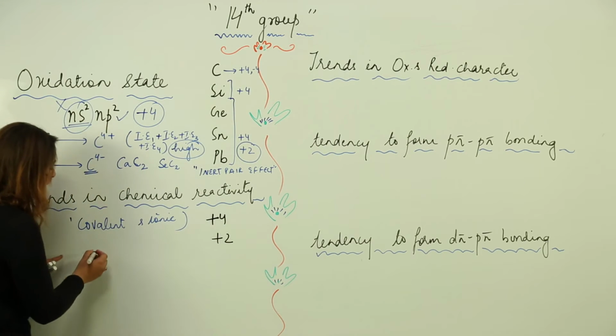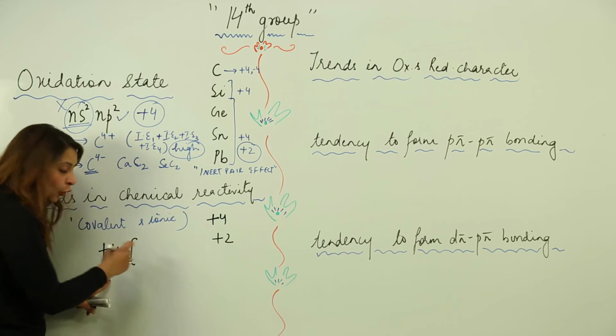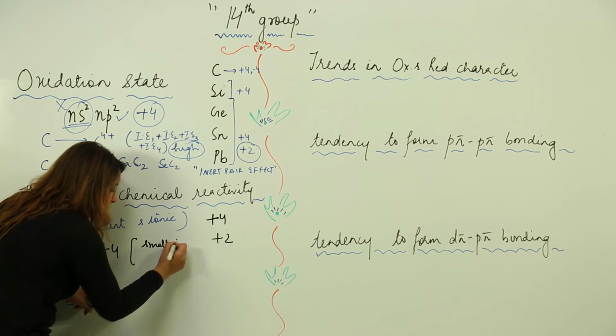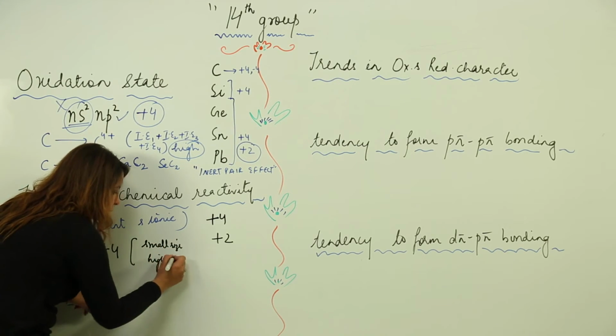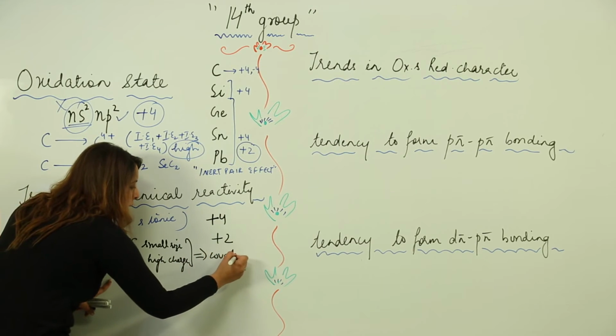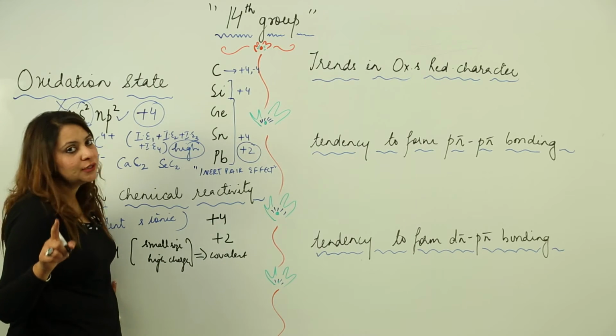So what we have seen is that in the +4 oxidation state, they have very small size, right, and they have high charge. So obviously the bonding they will show will be covalent. They will form covalent type of bond when they are using their +4 oxidation state.